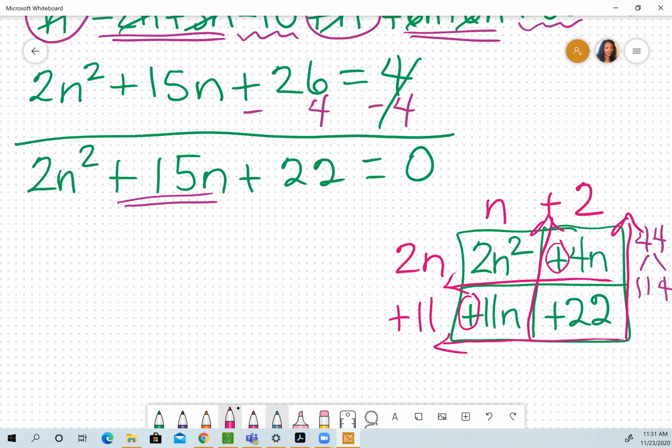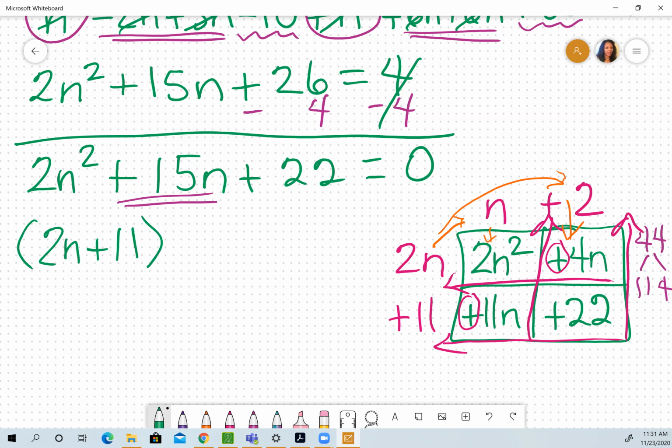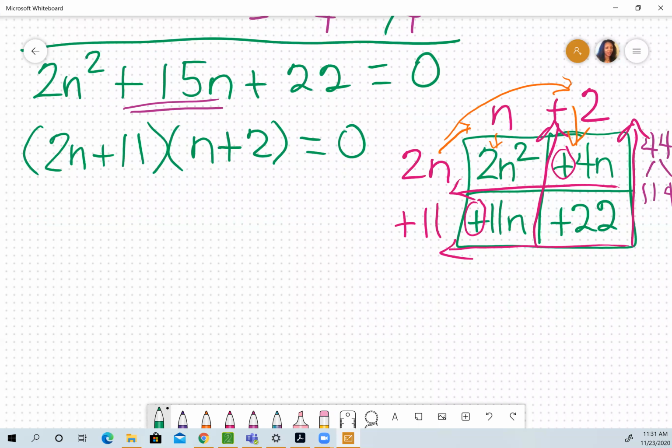If I want to make sure that's correct, then all I have to do is multiply each row times each column, and that should be the answer. And you just do that for the bottom row as well. So those are my factors. Once I get those factors, I can write them over here: 2n plus 11 times n plus 2. And again, don't forget equals 0, because you have to set each one of these equal to 0 to solve. That's what solve means. We're trying to see what can I put in the place of that variable to make it equal 0. So 2n plus 11 equals 0, and n plus 2 equals 0.